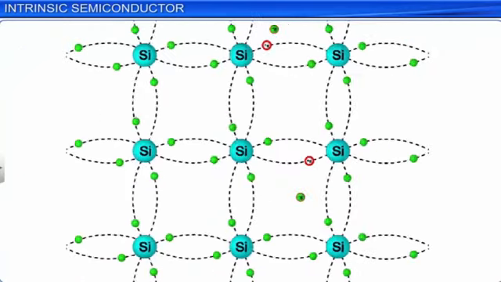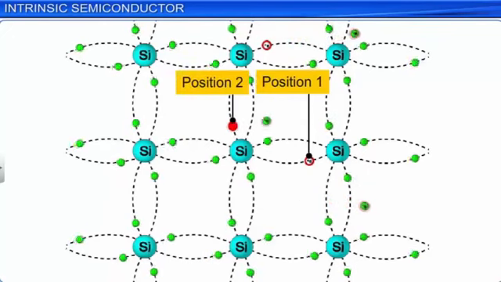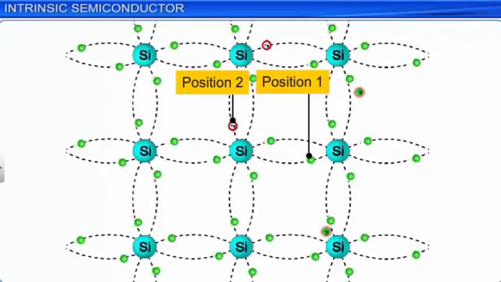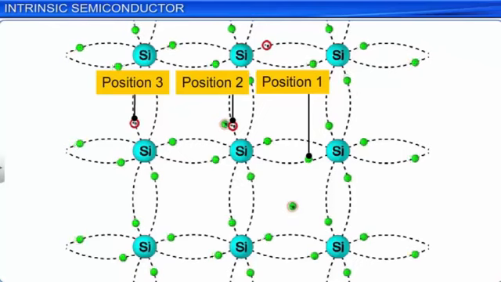Consider a hole or a vacancy at position 1 in the crystal lattice of a semiconductor. Now, an electron from position 2 can jump to occupy the vacancy at position 1. This fills the vacancy at position 1 but creates a vacancy or a hole at position 2. Similarly, an electron from position 3 can jump to occupy the vacancy at position 2. This fills the vacancy at position 2 but creates a vacancy or a hole at position 3. As a result of such jumps of electrons across covalent bonds, the holes or vacancies appear to move across the crystal lattice of a semiconductor.